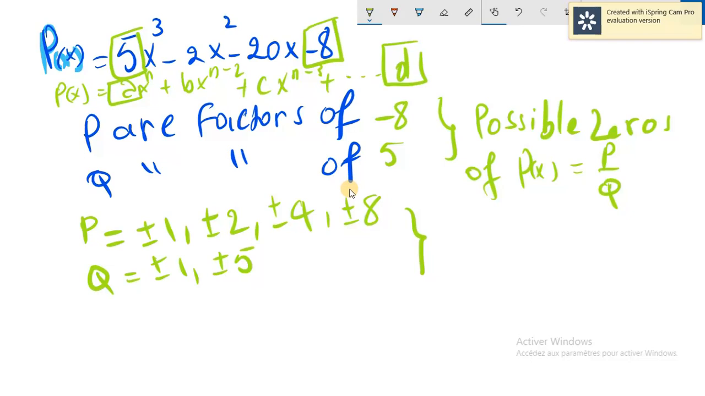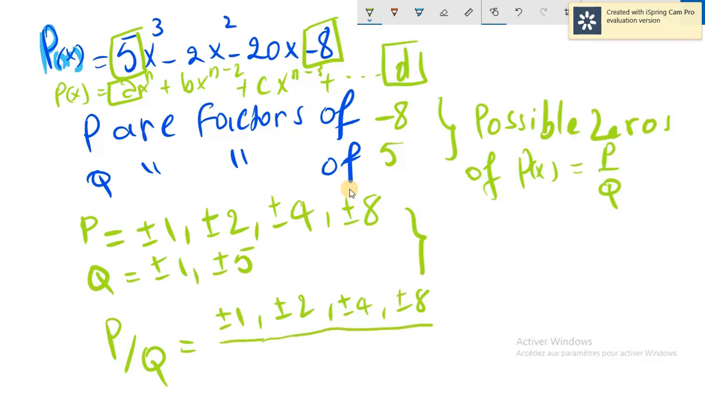Alright, so you'll be dividing p over q. As you take plus and minus 1, plus and minus 2, plus and minus 4, and plus and minus 8, you divide them by plus and minus 1 and plus and minus 5.